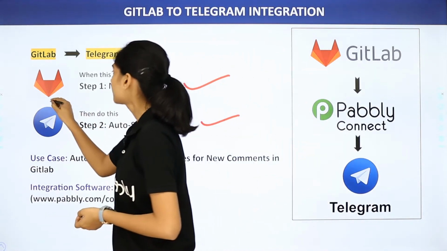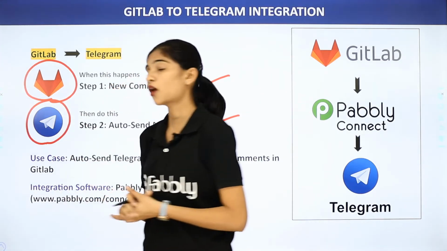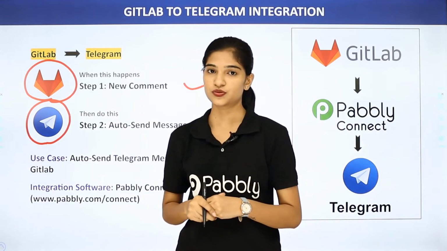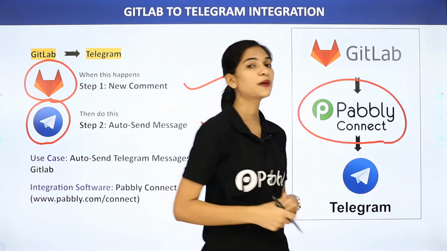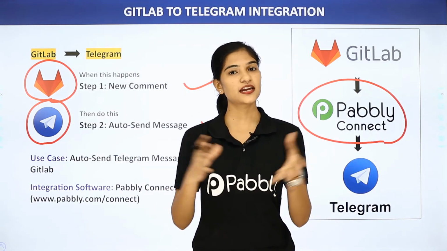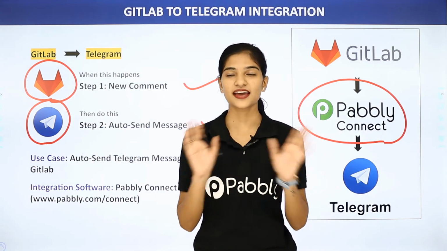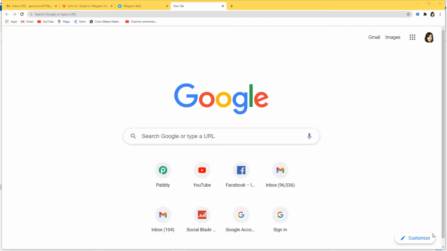So GitLab is a platform for developers, whereas Telegram is a messaging app. So the problem here is that GitLab and Telegram don't have any integration between them. And that is why we are going to use Pabbly Connect, a third-party application software to integrate both these software applications. The best part here is you don't require any knowledge of coding. So let me show you this on my screen.